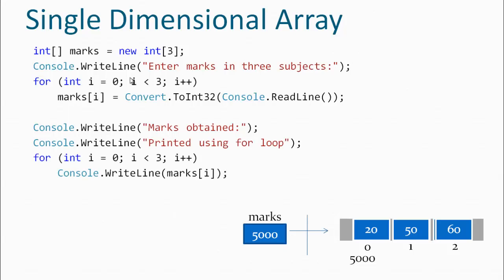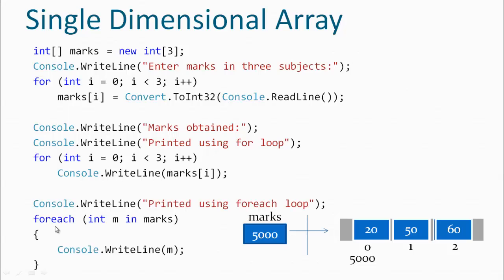So again you are using a for loop to print it. Another loop, that is the foreach loop, is available to access elements from an array. So here you are writing foreach int m in marks. So one by one each element of marks will come in m and you will print m. The advantage of using the foreach loop is that you need not know the size of the array.